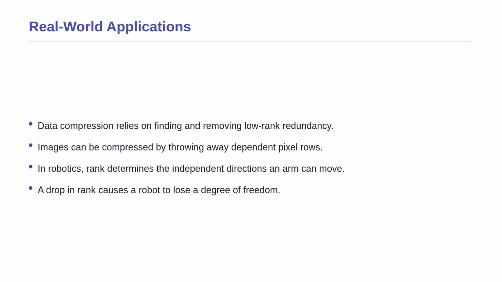In robotics, the rank of a control matrix tells engineers how many independent directions a robot arm can move. If the rank drops, the robot loses a degree of freedom and gets stuck in a singularity.